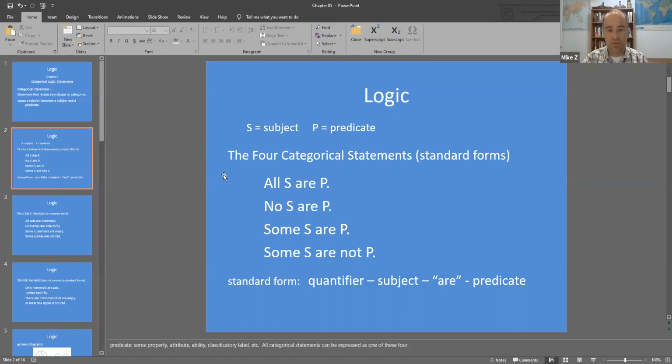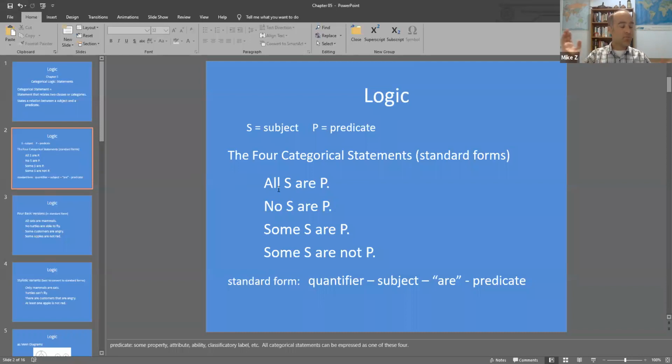So for example, in the first one, all S's are P, you're taking this predicate P and applying it to all of the S's. So all cats are mammals. Mammals is the predicate, and cats in this case is the subject. So all S's are P, all cats are mammals.